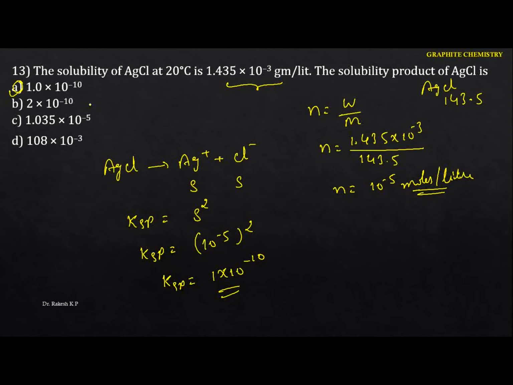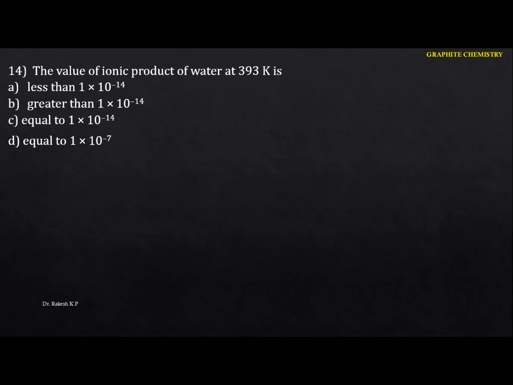Okay, so next one. Now see the 14th question here. The value of ionic product of water at 393 Kelvin is. Okay, so just go to this one. You have to remember this concept here. At 25 degrees Celsius, ionic product of water, we know the value at 25 degrees Celsius, that is 1 into 10 to the power of minus 14.